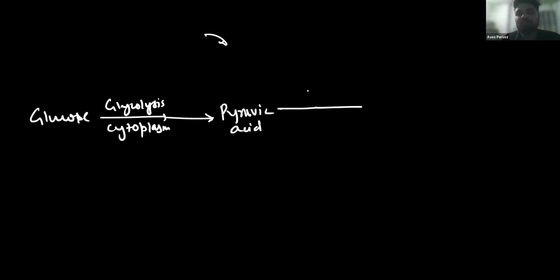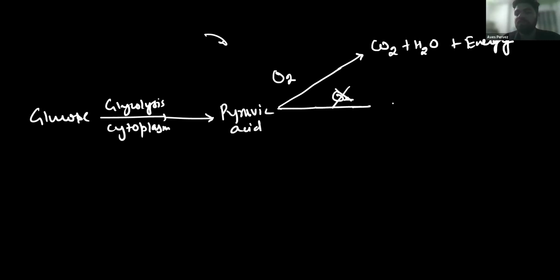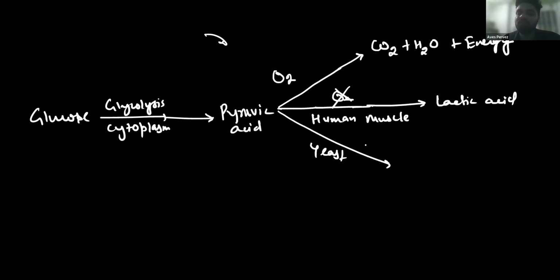And if this pyruvic acid gets the oxygen, then it will give you what? Carbon dioxide plus water plus energy. If it does not get the oxygen, then in human muscles it will give you lactic acid only, and instead of human muscles, if it is yeast, with no oxygen again, then it will give you ethanol plus carbon dioxide.